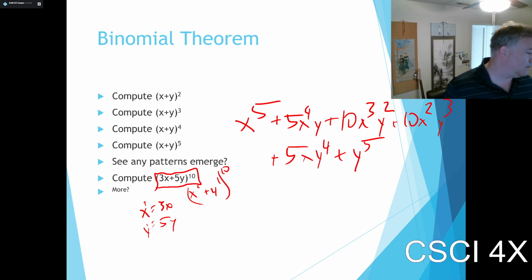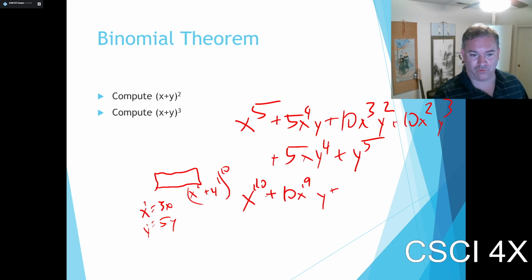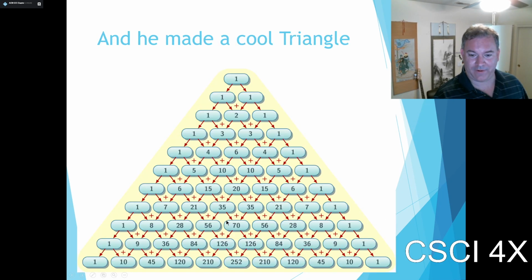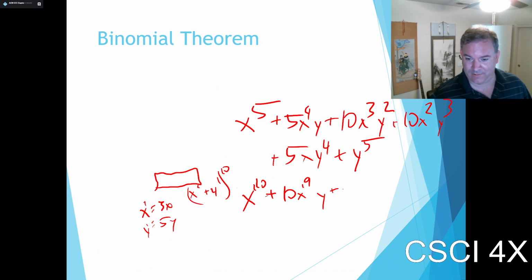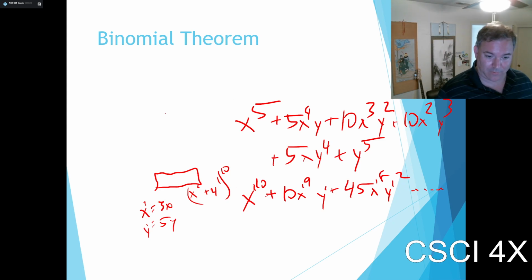So (x prime + y prime) to the 10th power would be x prime to the 10th plus 10 x prime to the 9th y prime plus 45 x prime to the 8th y prime squared, and so on. And then you just substitute in the original things.